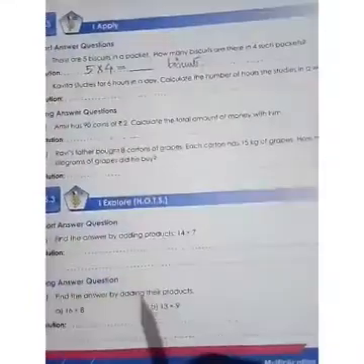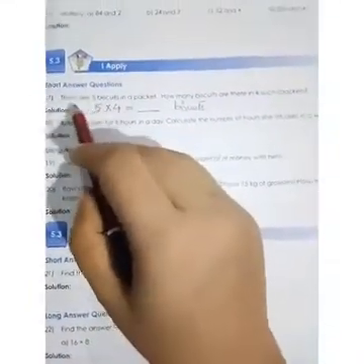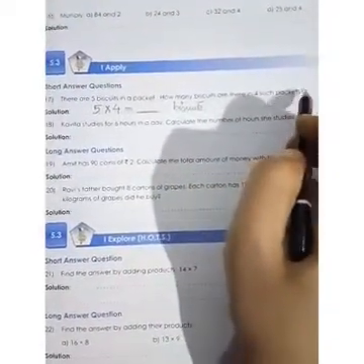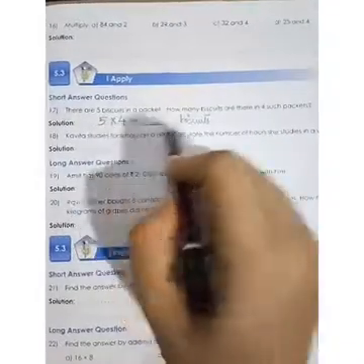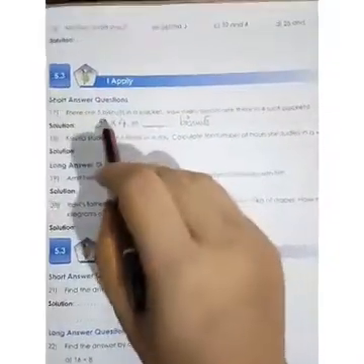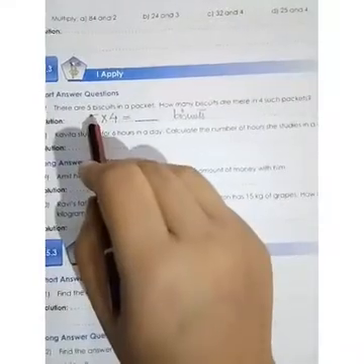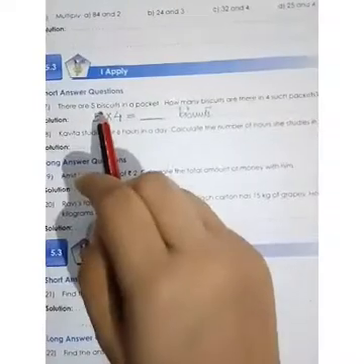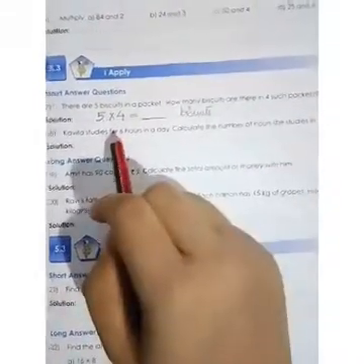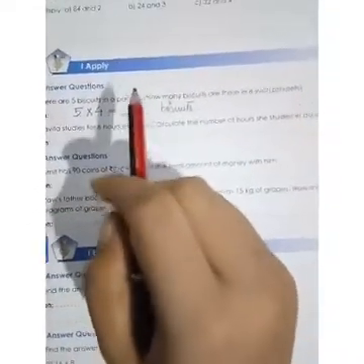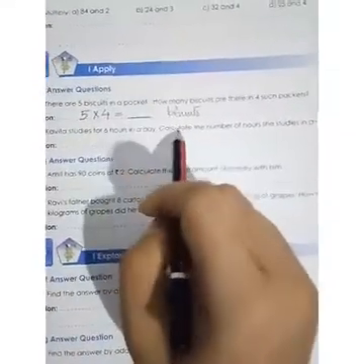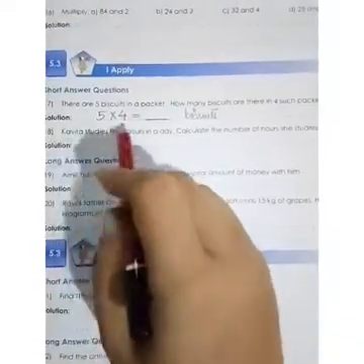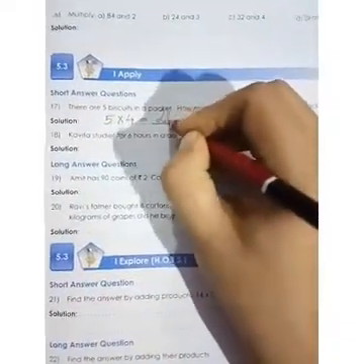Now some word problems are given here. First question is, there are 5 biscuits in a packet. How many biscuits are there in 4 such packets? So no need to write the statement. There is also no place here. So we can say number of biscuits in a packet equals 5 and number of packets equals 4. If one packet has 5 biscuits, in 4 packets how many will you get? You can do addition also, but addition will take a lot of time. So it is much easier to get the answer using multiplication. So 5 into 4 equals 20 biscuits.